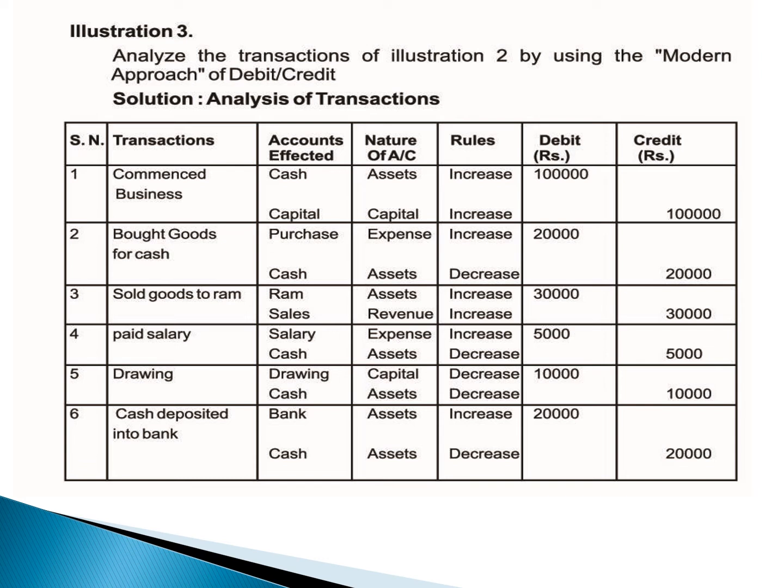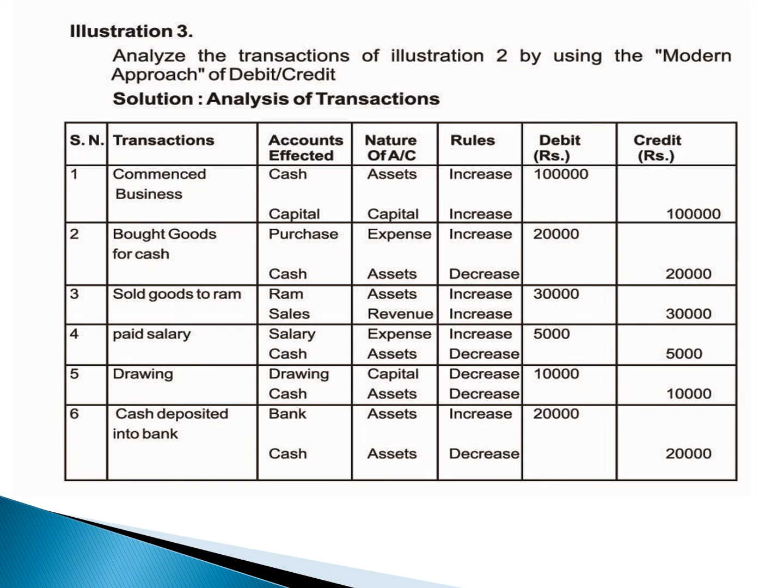Coming to the second transaction, bought goods for cash. Purchase comes under expense. When expenses increase, it has to be debited, and cash comes under assets. When assets decrease, it has to be credited. Third transaction, Ram comes under assets. As assets increase, Ram is debited, and sales comes under revenue. As revenue increases, sales is credited here. Coming to the fourth transaction, salary is an expense. As it increases, we have debited it. Cash is an asset. As it decreases, we have credited it.